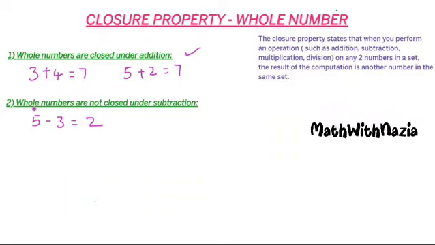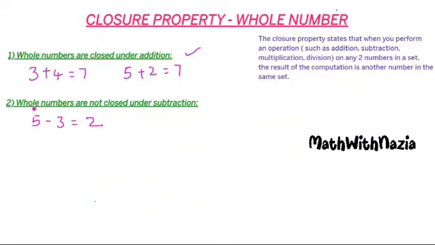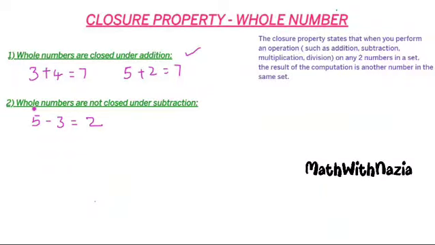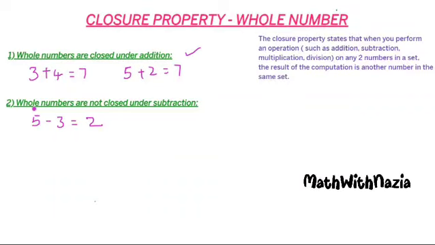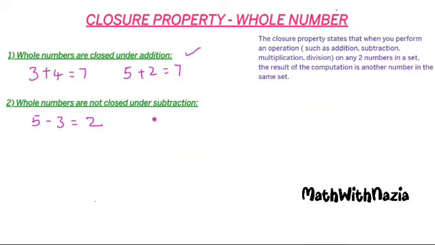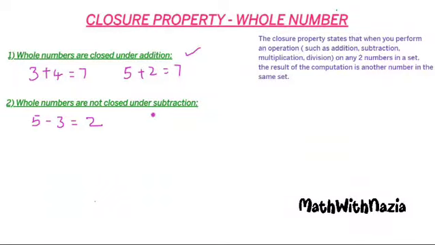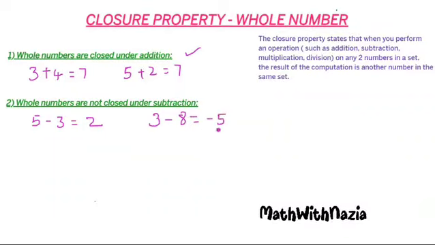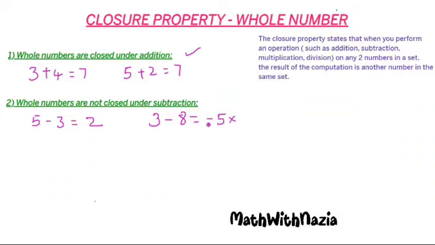But a property should hold for every number. I'll give you another example for subtraction. For example, 3 minus 8. What is our answer? It is negative 5. Negative 5 is not a whole number. So we have a whole number minus a whole number which is not a whole number. So in this case, it is not closed under subtraction.